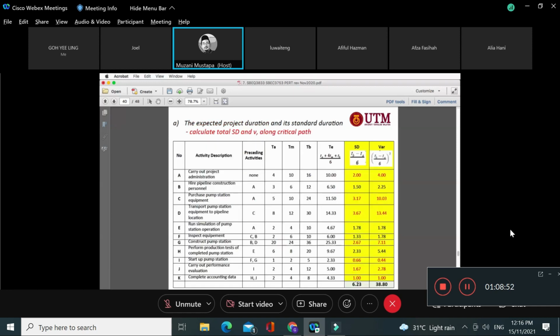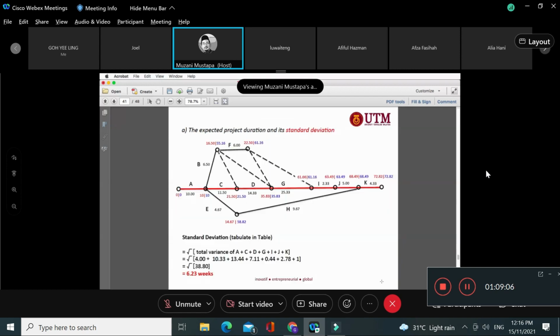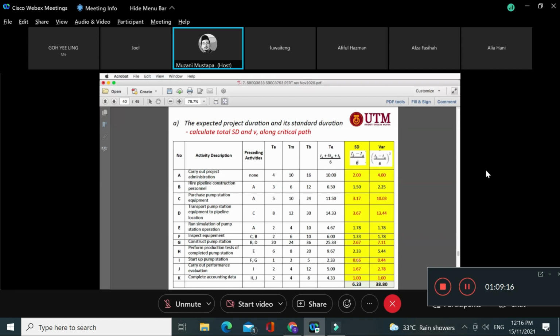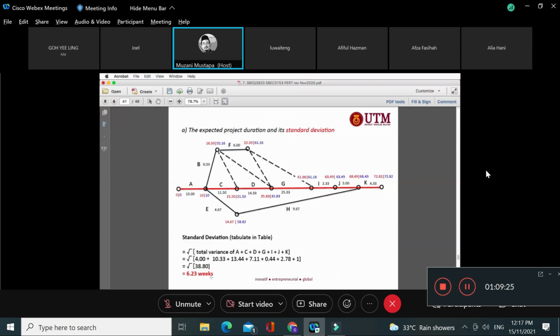Okay, so the red numbers are the critical activities. You total up the critical activities and get 6.23. You add all the variances, 38.8. So you can see the standard deviation, total variance. So you get 6.23 standard deviation. See the standard deviation? So the standard deviation is 6.23. Before this we did it the long way. Now I do this, so straight away I know the standard deviation for this particular project.